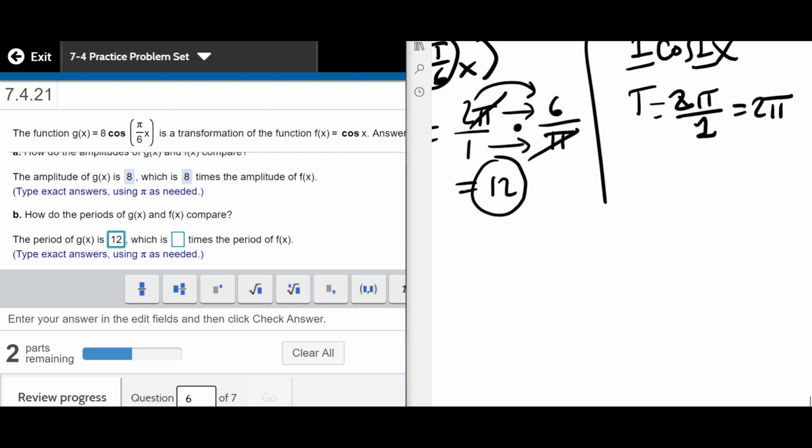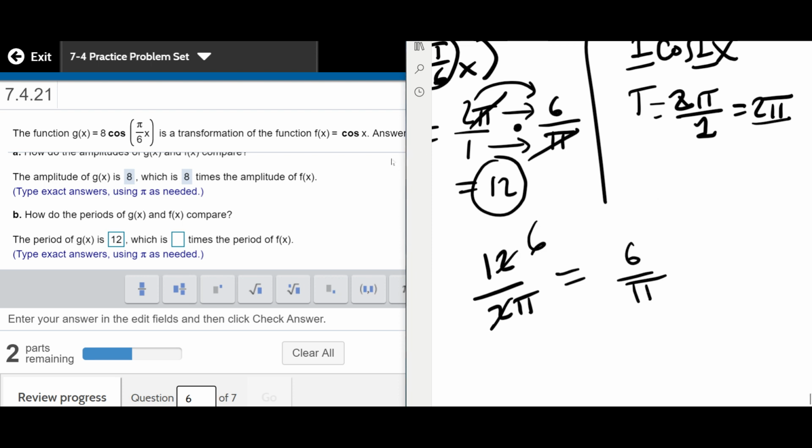Well, how do we do that? Well, we just take 12 divided by 2 pi, and that tells us how much bigger it is. So like if this were 2, right? How much bigger is 12 than 2? Well, you simply got to do 12 divided by 2, which is 6. So you'll just say it's 6 times greater. In the same way, if the period is 2 pi, well, you're still going to do 12 divided by 2 pi, and that'll tell you how much bigger it is. 12 divided by 2 is 6. So we get 6 over pi.